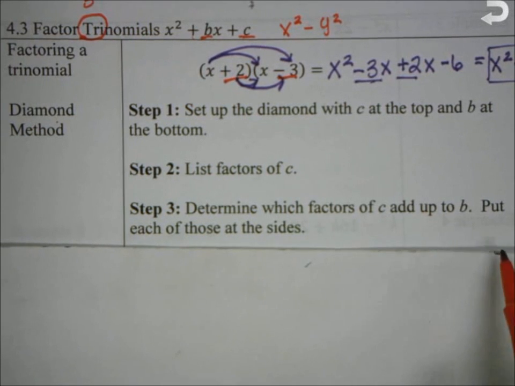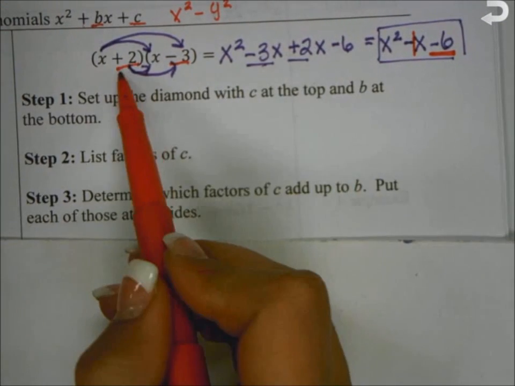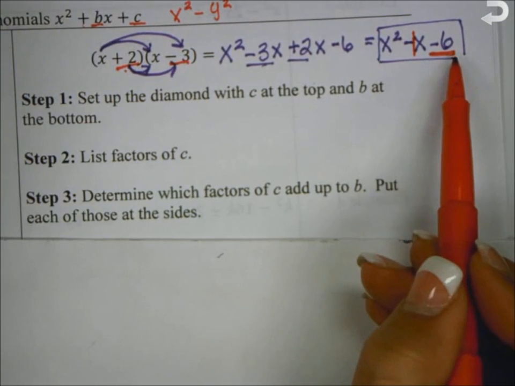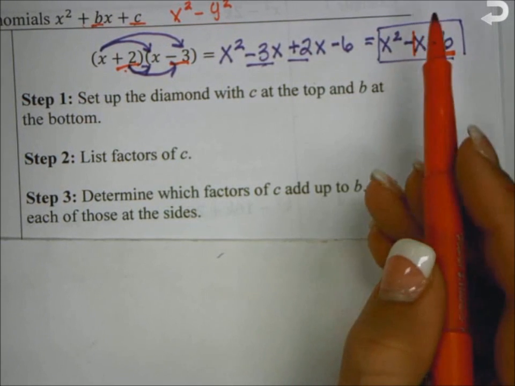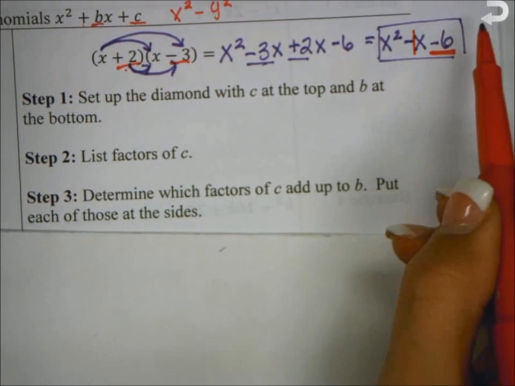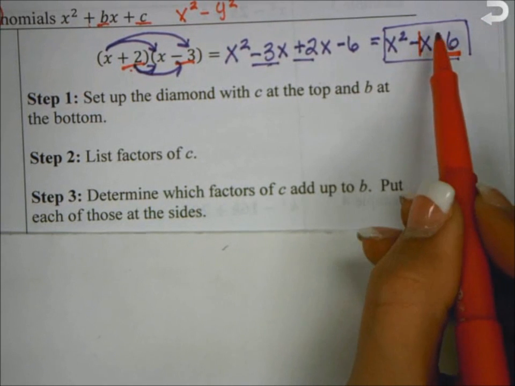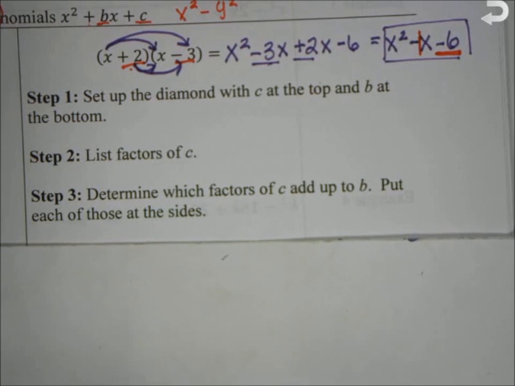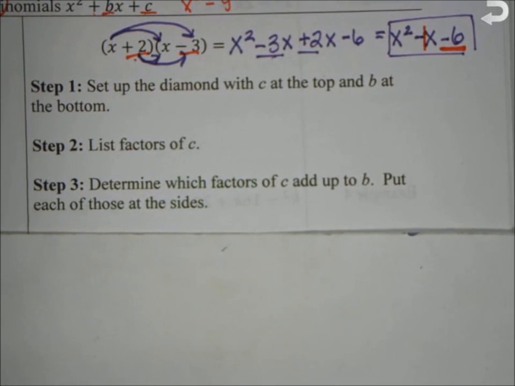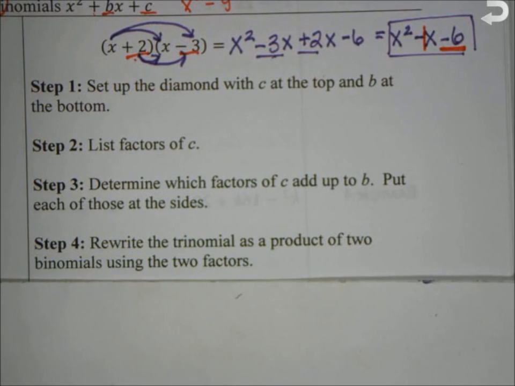Remember how in the example we just did, 2 times negative 3 gives me negative 6. Positive 2 minus 3 gives me negative 1. So we're looking for what two numbers multiply to this last number and add up to the middle number. It's always going to work that way. Those are going to go at the sides of your diamond. And then we will be able to write the trinomial as a product of two binomials. We're going to do lots of examples.